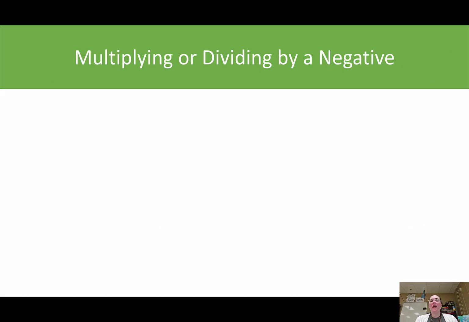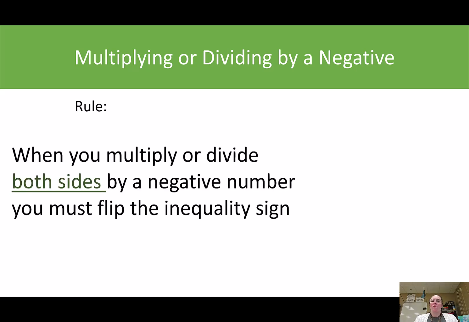Now, we have a rule. If we are going to multiply or divide by a negative number on both sides, then when we're solving, I'm going to have to flip the inequality sign.